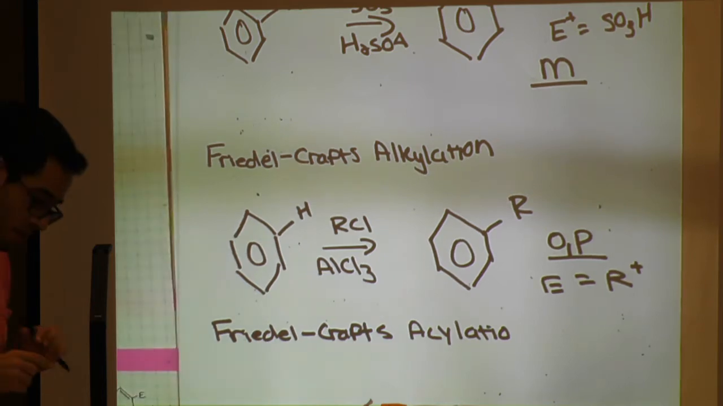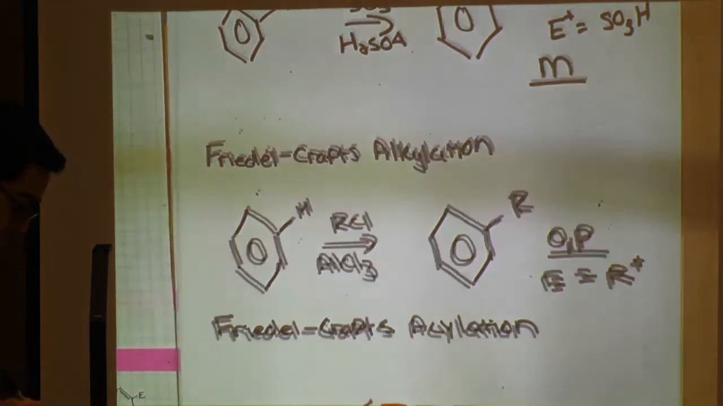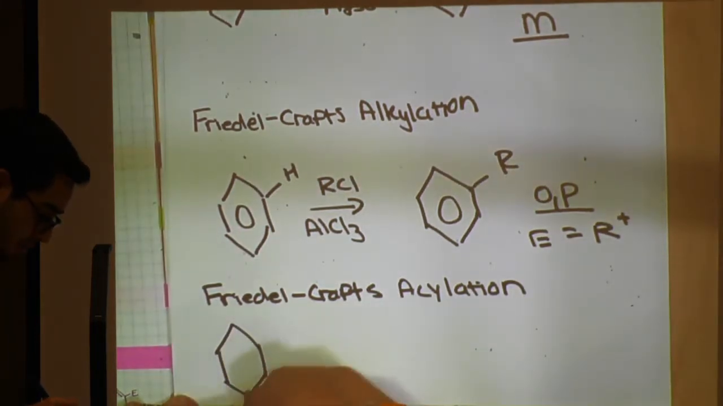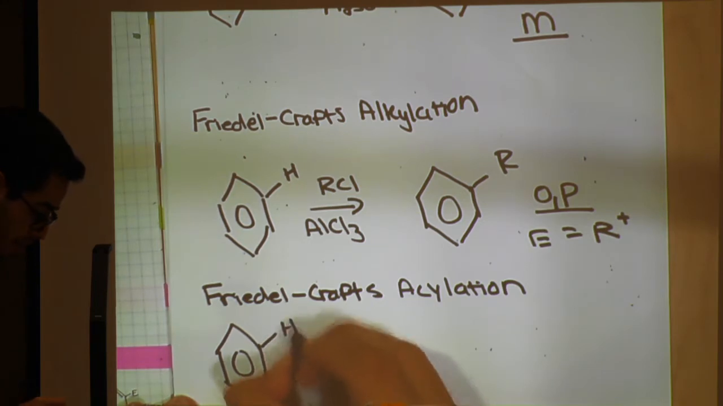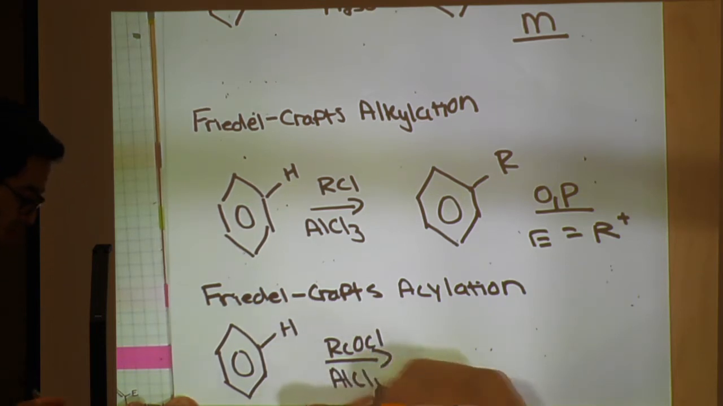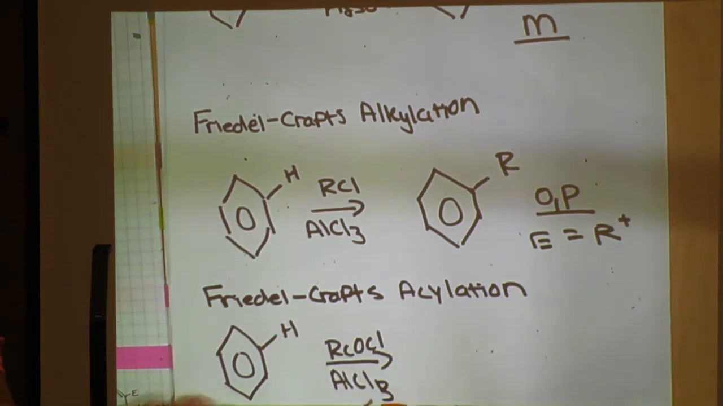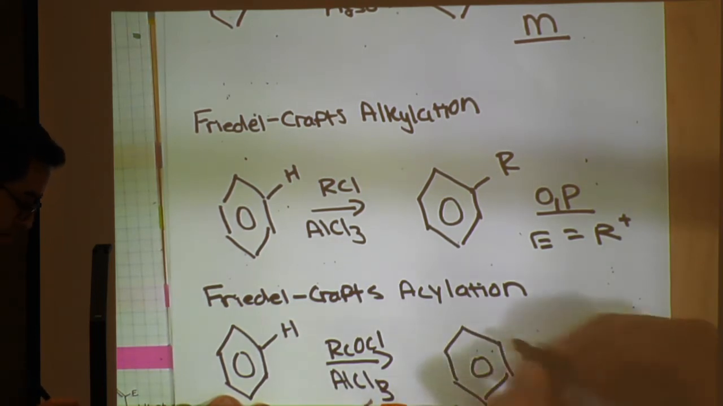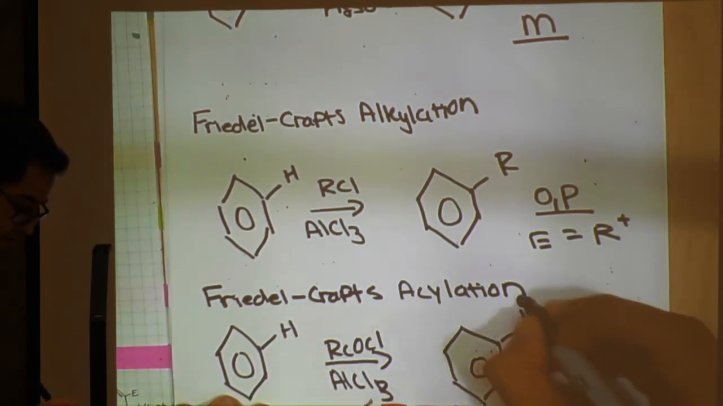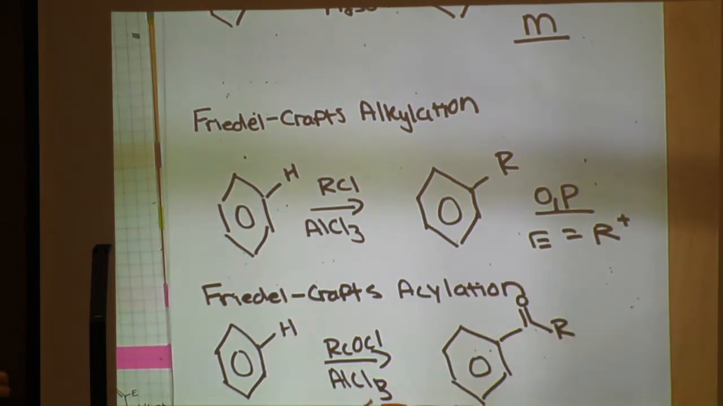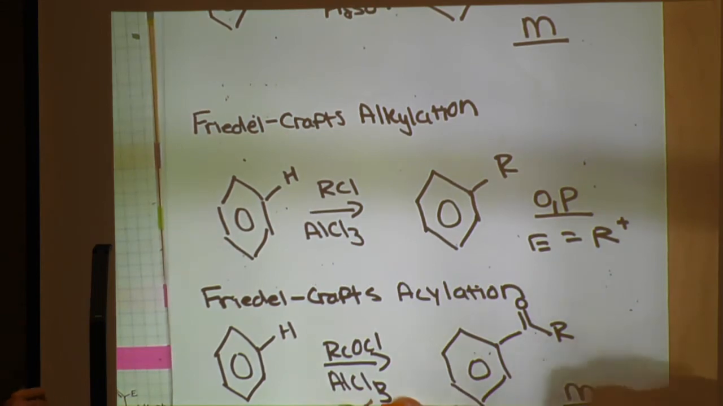Okay. So acetylation is going to be our conjugated benzene ring, the hydrogen, and this time we're using RCOCl, which is just a carbonyl derivative, and that will give us the carbonyl derivative with the R group attached. And this one will be a meta-director.